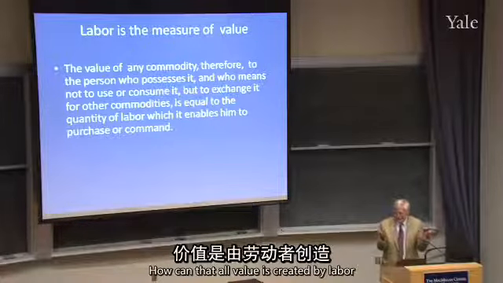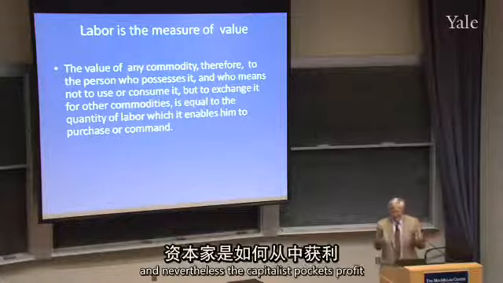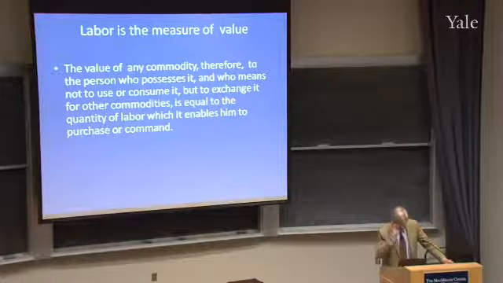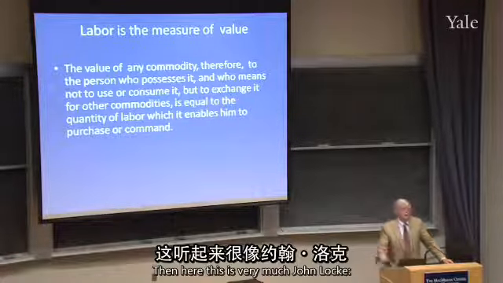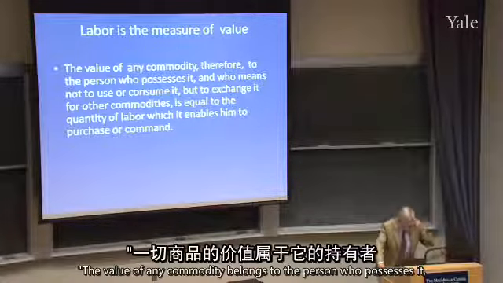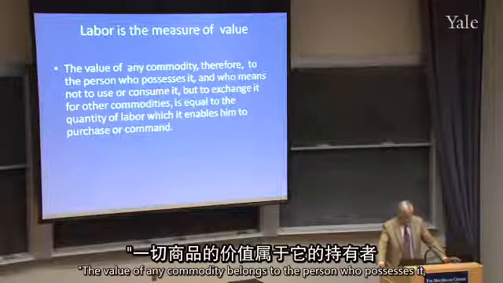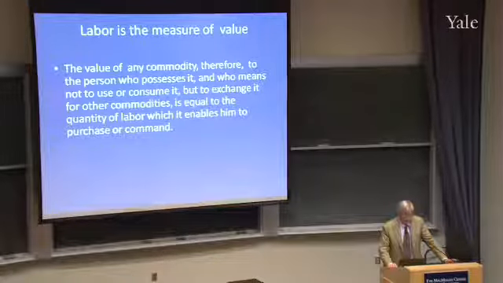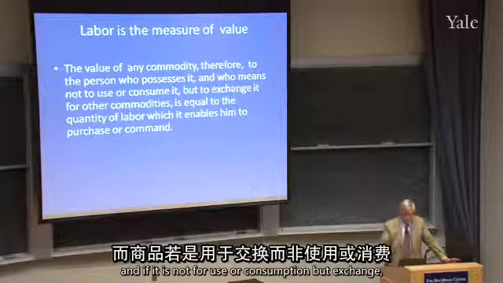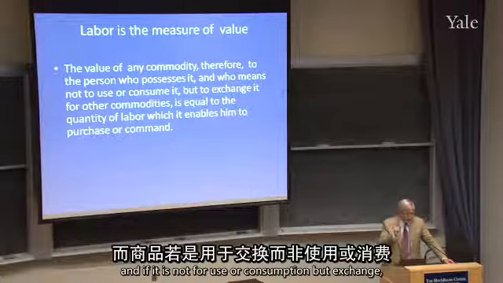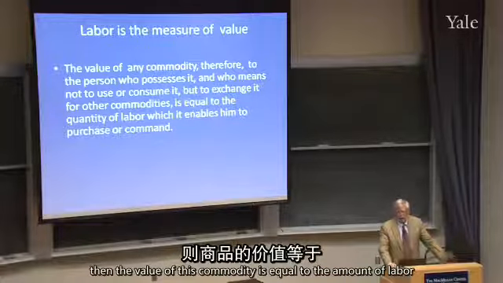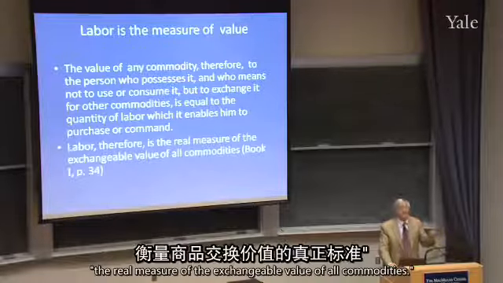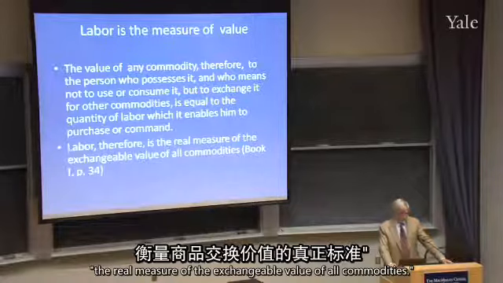How can all value be created by labor and belong to the laborer, and nevertheless the capitalist pockets profit and the landowner pockets rent for the land? Here this is really very much John Locke, right? The value of any commodity belongs to the person who possesses it, and if it is not for use or consumption but exchange, then the value of this commodity is equal to the amount of labor which has to be put into this. Labor is therefore, he said, the real measure of the exchangeable value of all commodities, right?